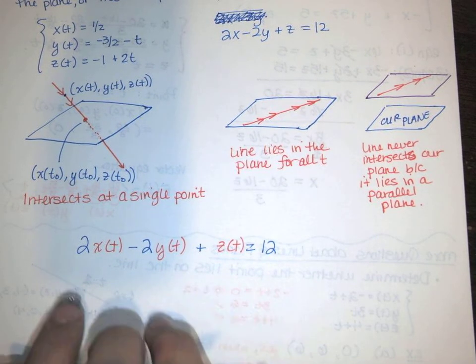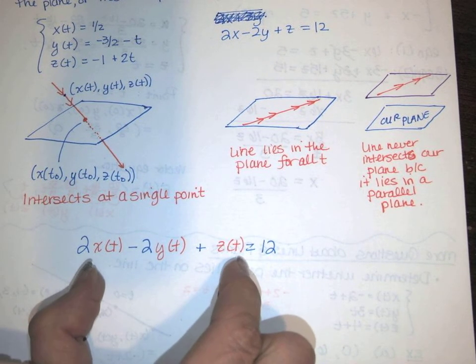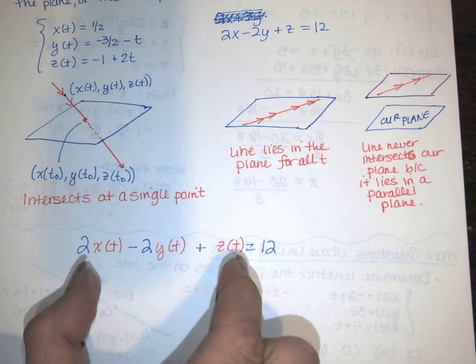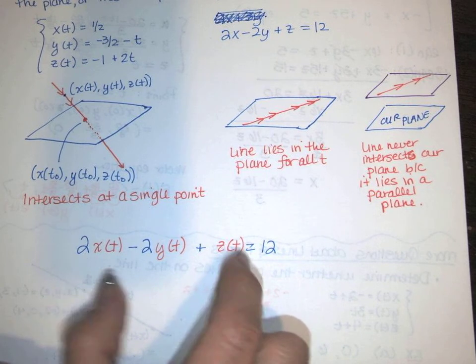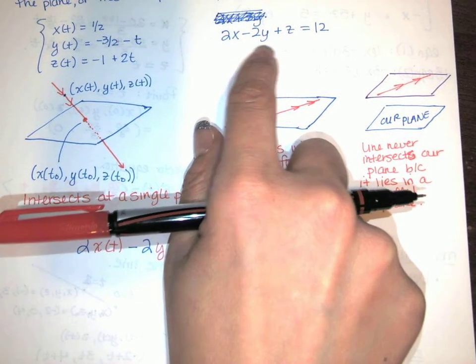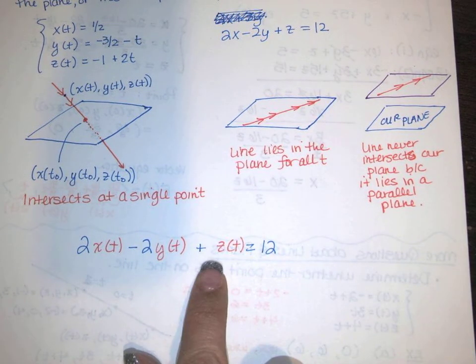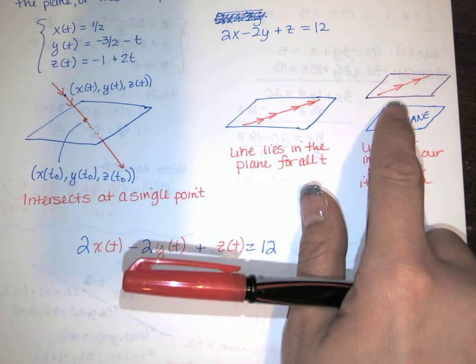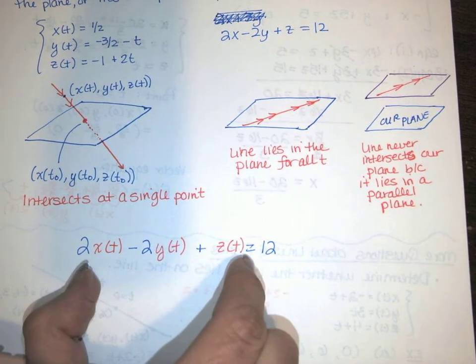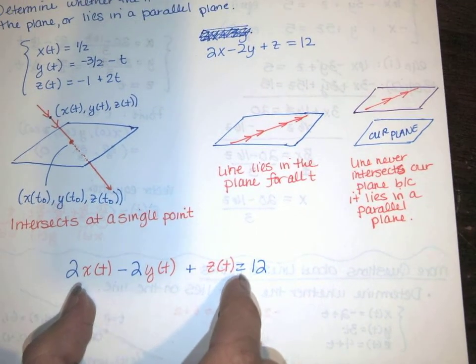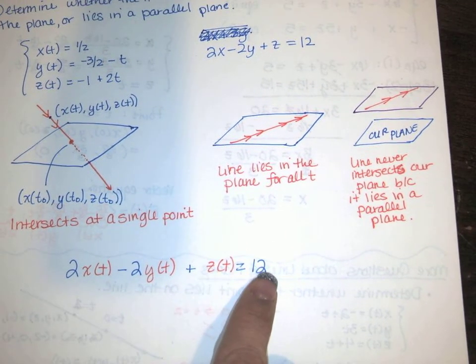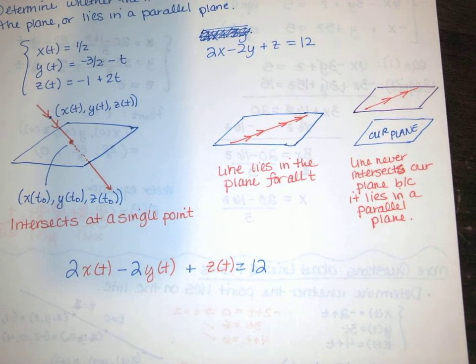Now if this is never true, if you simplify this and you get this equals 10, well then this line actually lies in the plane 2x minus 2y plus z equals 10, not 12. If we get an equation that's never true for any t, our line lies in the parallel plane, whatever that left-hand side simplifies to, that's the appropriate right-hand side of the parallel plane that our line lies in.